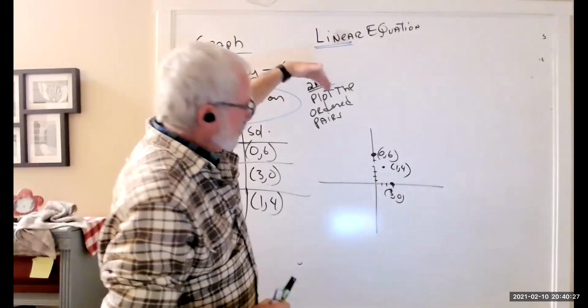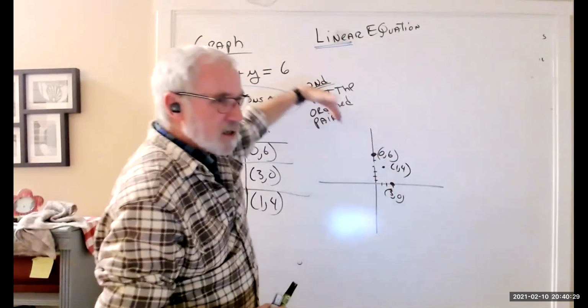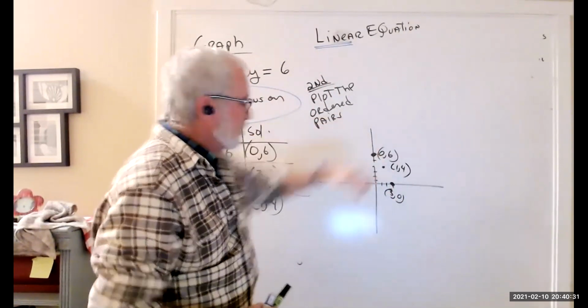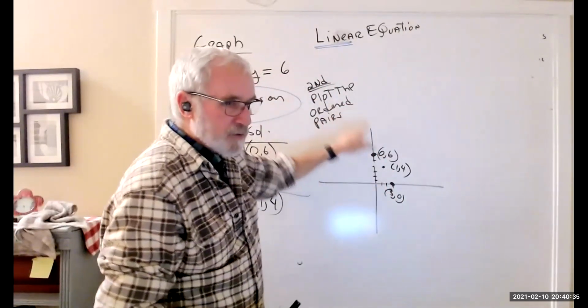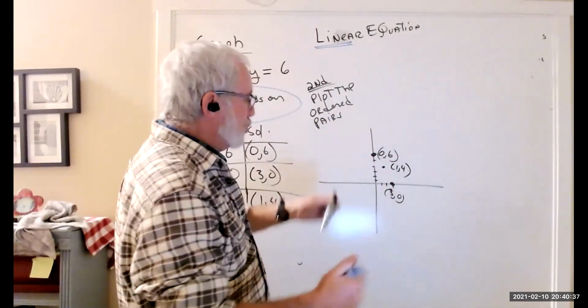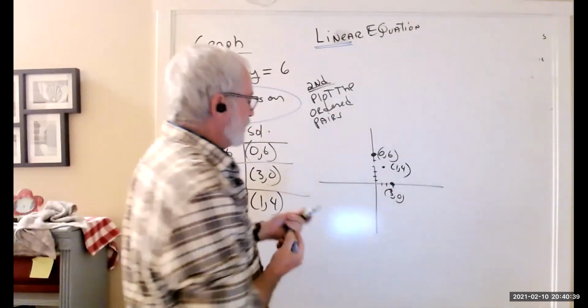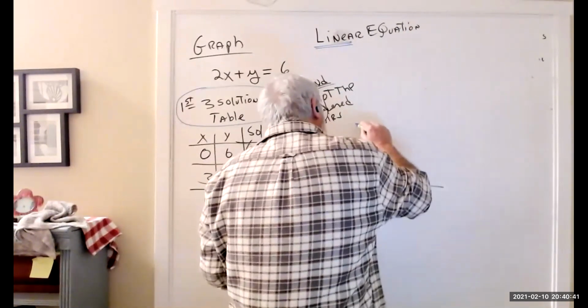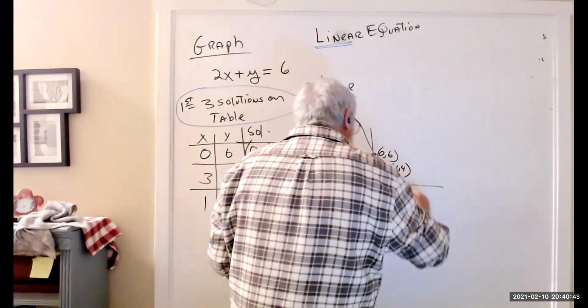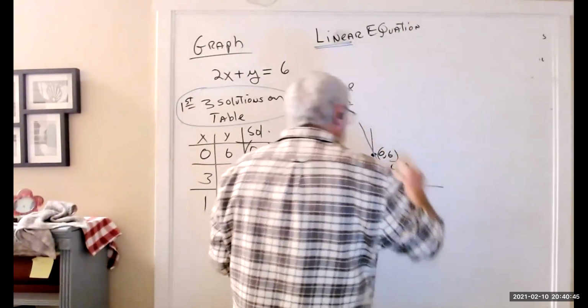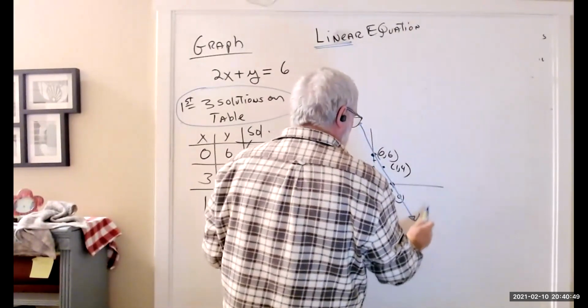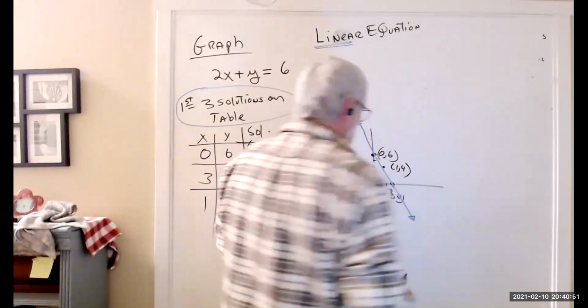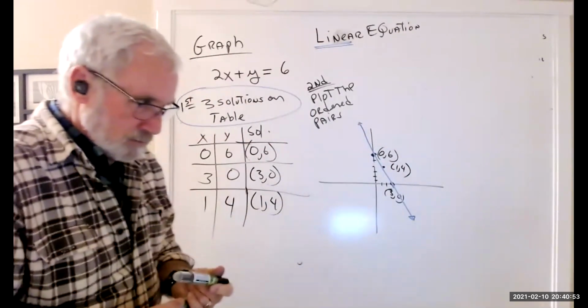Linear equations graph as straight lines. We found our solutions. We plotted the ordered pairs from the solutions here. Do they make a straight line? I think so. Okay. So look at how we draw that straight line. We draw it through all of the points, and it has an arrowhead on each end.